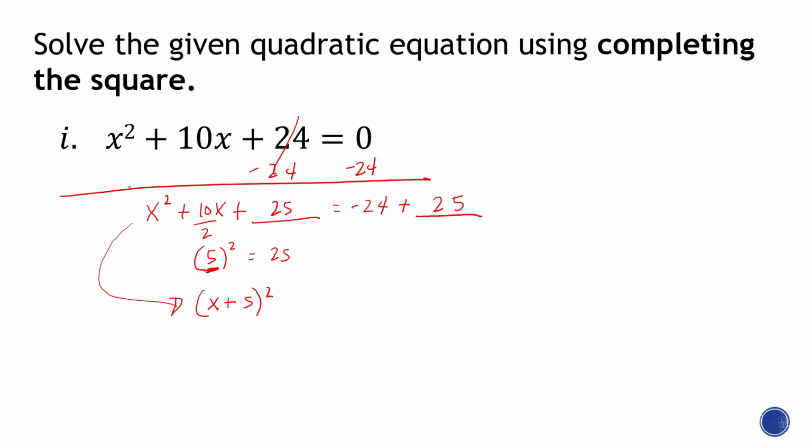That's also because of this, right? Equals negative 24 plus 25 equals 1. So once you have this, the next steps are going to be easier.